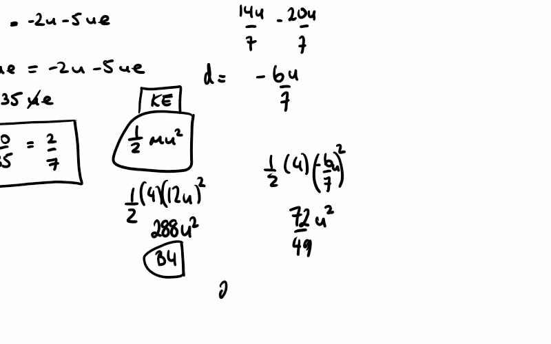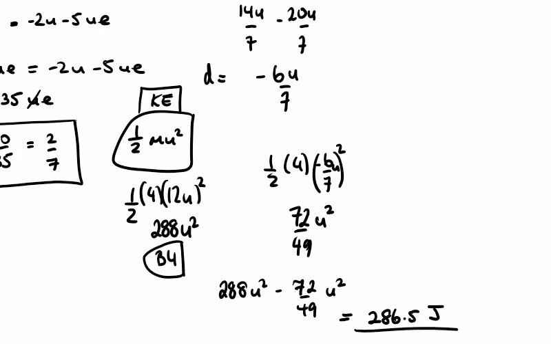So the loss is 288u squared minus 72 over 49 u squared. It doesn't look like it works out quite evenly. Just typing it into a calculator maybe, it comes out as a decimal. To the nearest whole number, 286.5 might be the closest, in terms of joules. Question 10 is complete.